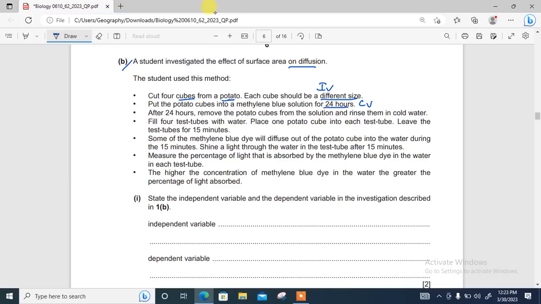Now, fill 4 test tubes with water. Place 1 potato cube into each test tube. Leave the test tubes for 15 minutes, another control variable. Now, some of the methylene blue dye will diffuse out of the potato cube into the water during the 15 minutes. Shine a light through the water in the test tube after 15 minutes. Now you should measure the percentage of light that is absorbed by the methylene blue dye in the water in each test tube. The higher the concentration of methylene blue dye in the water, the greater the percentage of light absorbed. So what was being measured would be our DV, the dependent variable.